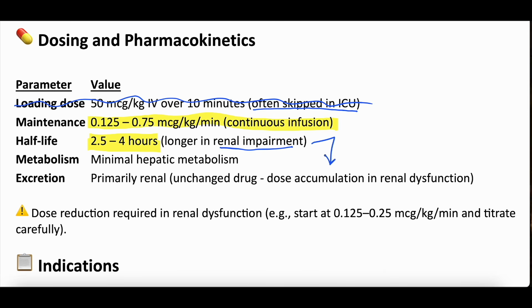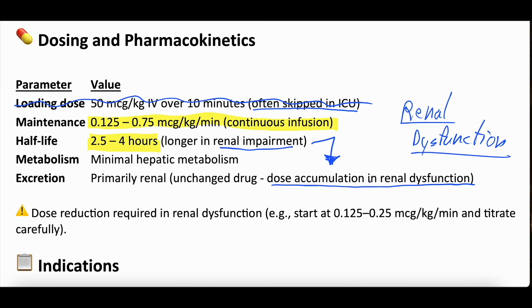This is really critical. This is one of those things in Milrinone that you need to know: the excretion of Milrinone, you're excreting the drug itself, not inactive metabolites. So if you have significant renal dysfunction, Milrinone is really unpredictable because you don't know how much is still circulating, because you're not excreting it in your urine because of the renal dysfunction. So you get dose accumulation in renal dysfunction, which is one of those things you really need to think about. You have to be really cautious using Milrinone in those with renal dysfunction.